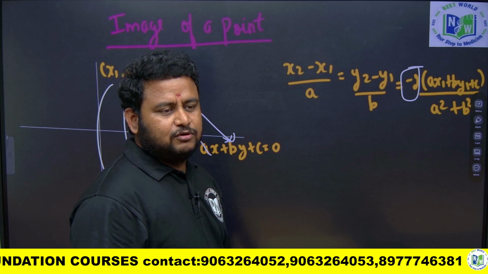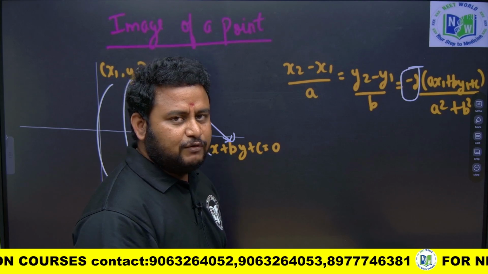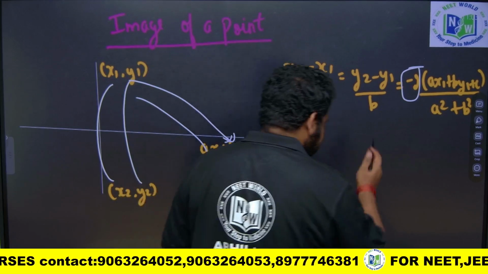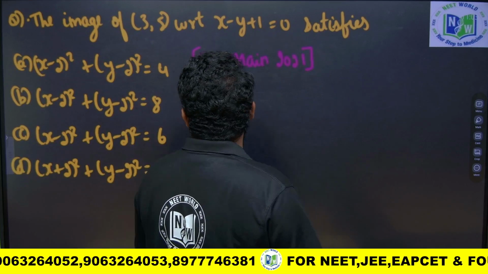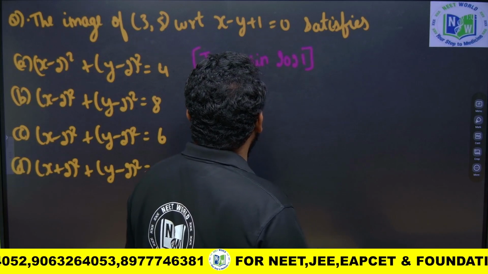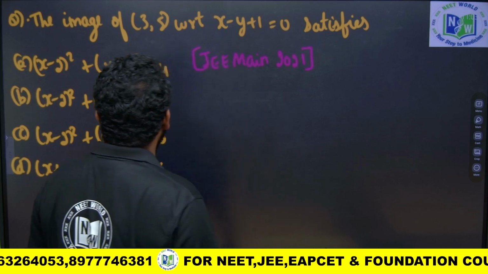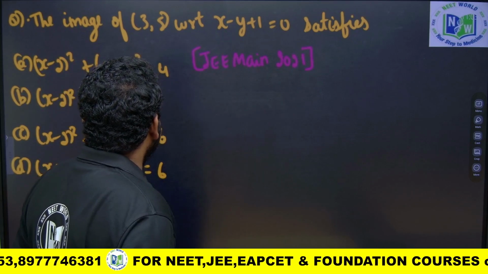This is the only thing you have to remember when it comes to the image of a point, how it is different from the foot of the perpendicular. There it is only minus, that is minus 1. Here it is minus 2. Now they are asking the image of a point with respect to x minus y plus 1 is equal to 0.